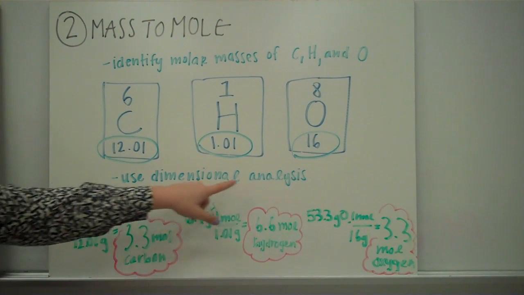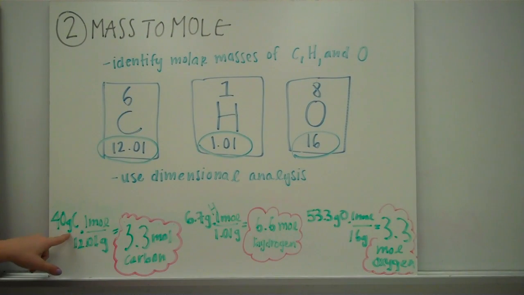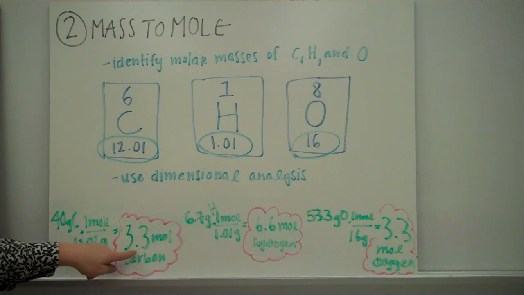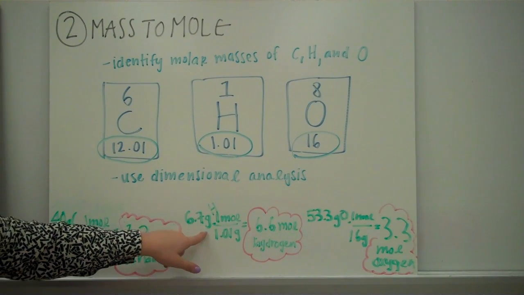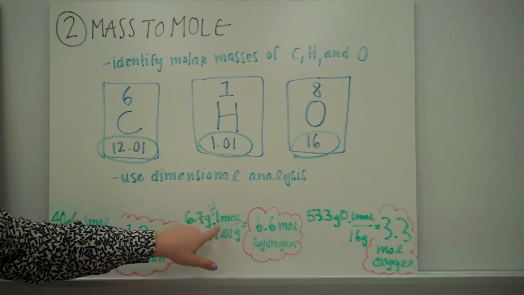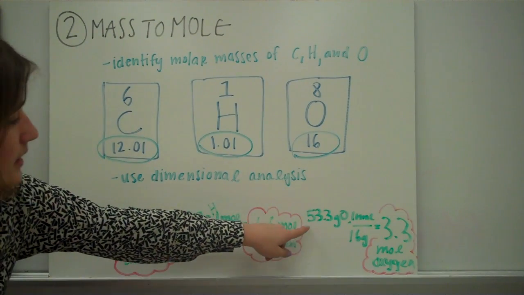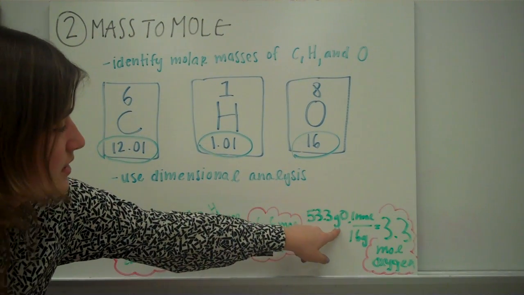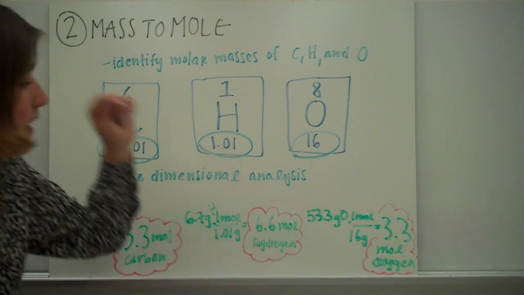From there we use dimensional analysis to find the number of moles of each element. So 40 grams multiplied by 1 mole per 12.01 grams gives us 3.3 moles of carbon. We have 6.7 grams of hydrogen multiplied by 1 mole per 1.01 grams, and that gives us 6.6 moles of hydrogen. And finally, we have 53.3 grams of oxygen and 16 grams per mole of oxygen, which gives us 3.3 moles of oxygen.